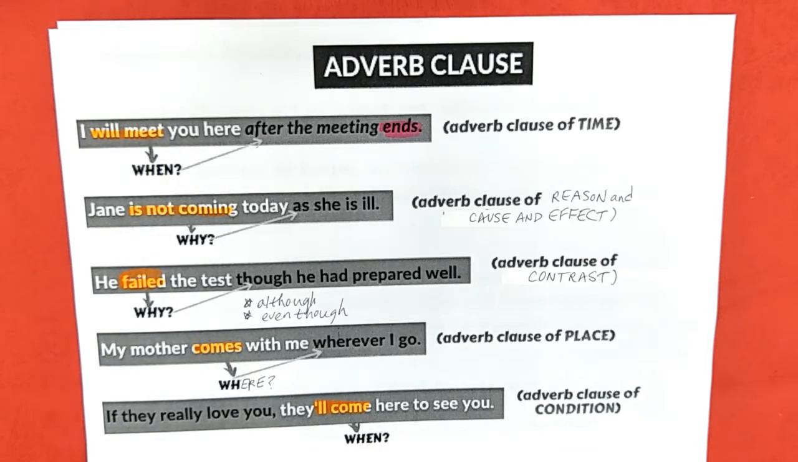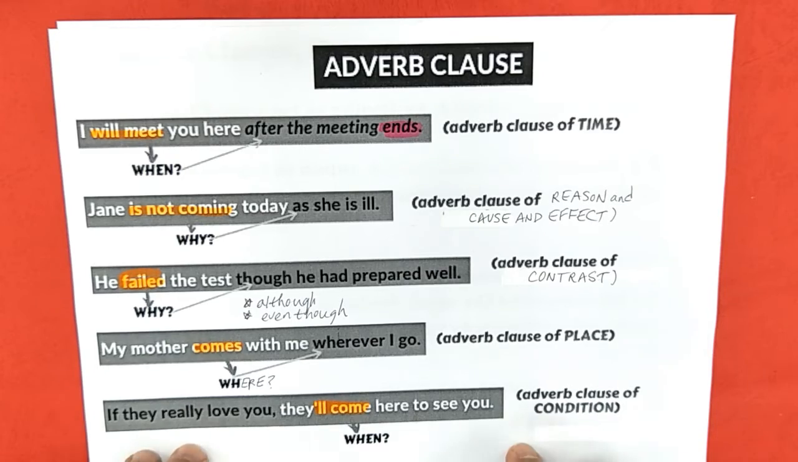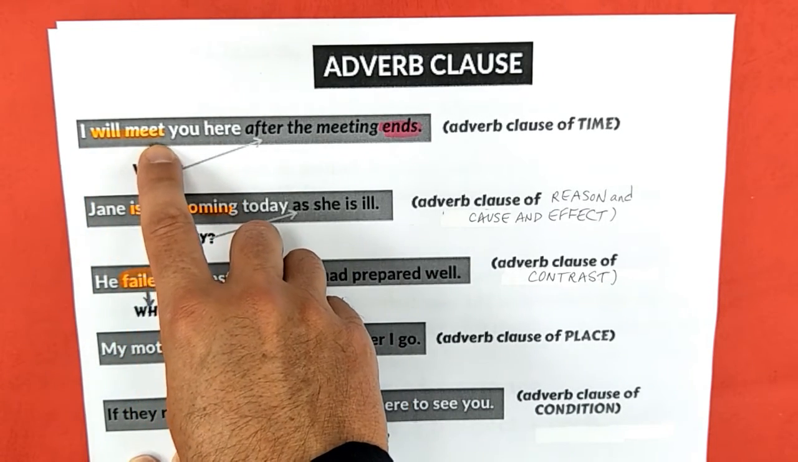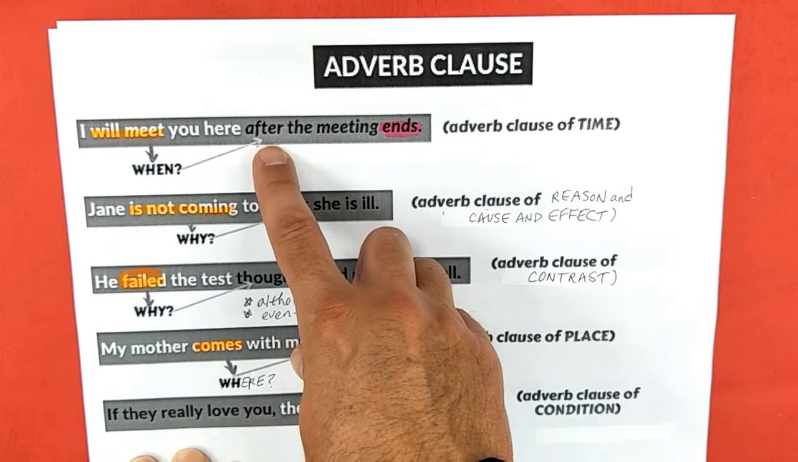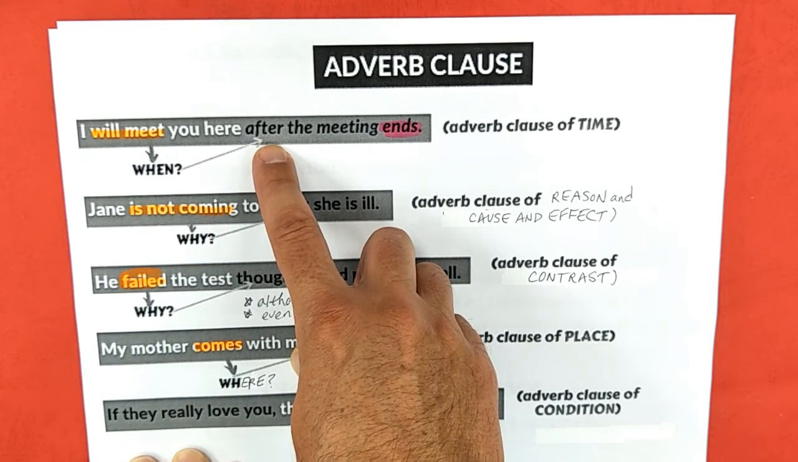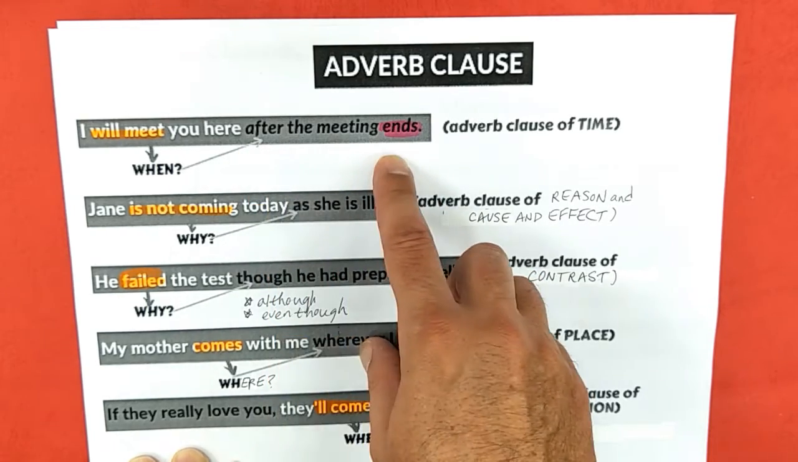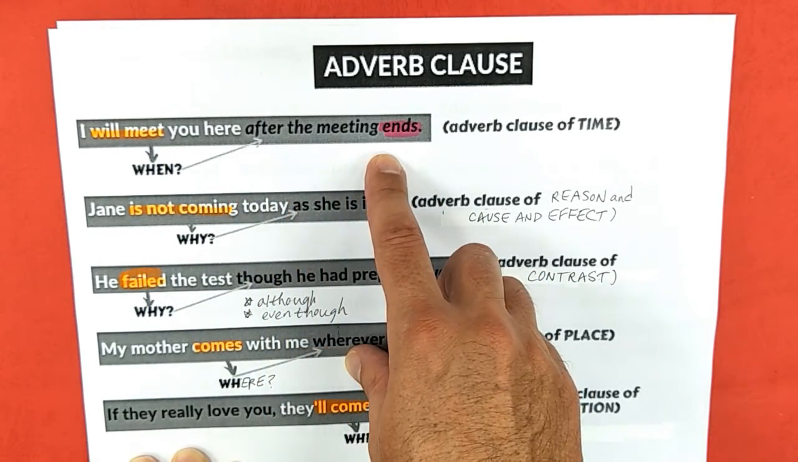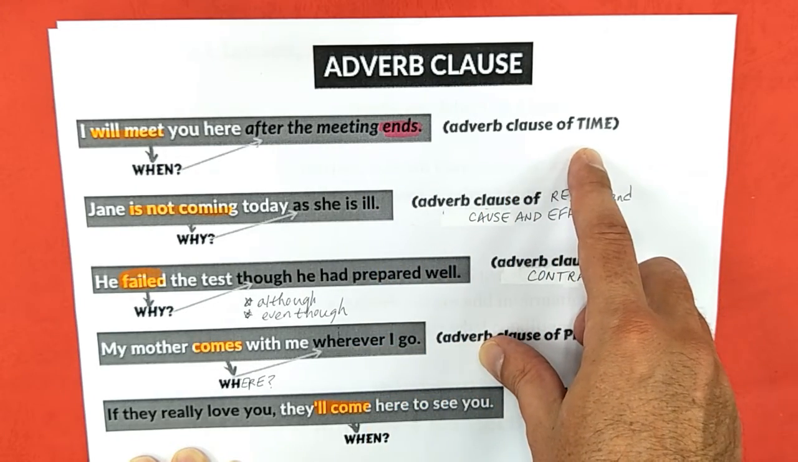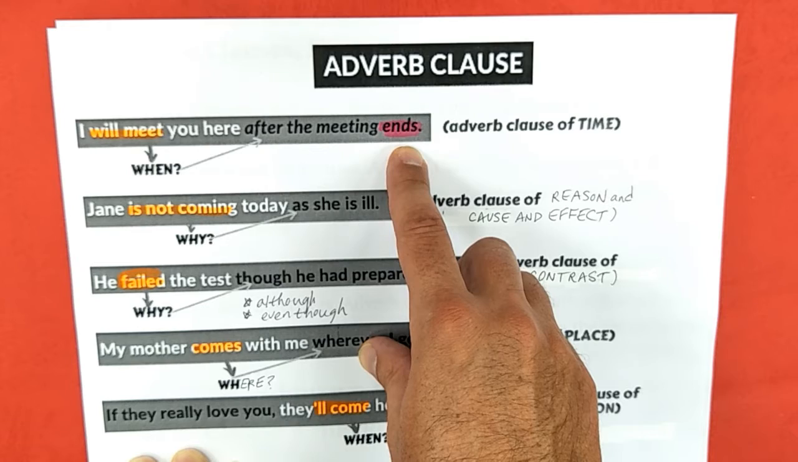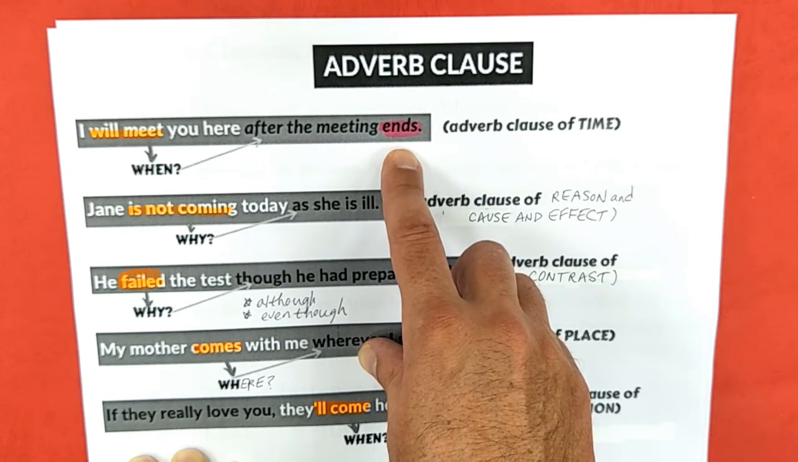Okay, I have one more thing to say about time adverb clauses. If you notice this sentence, I will meet you here. Will meet is the future. But in the time adverb clause, I've written after the meeting ends. This is very important. You cannot forget this rule. When we have an adverb clause of time, we cannot have future. You cannot have a future tense here.